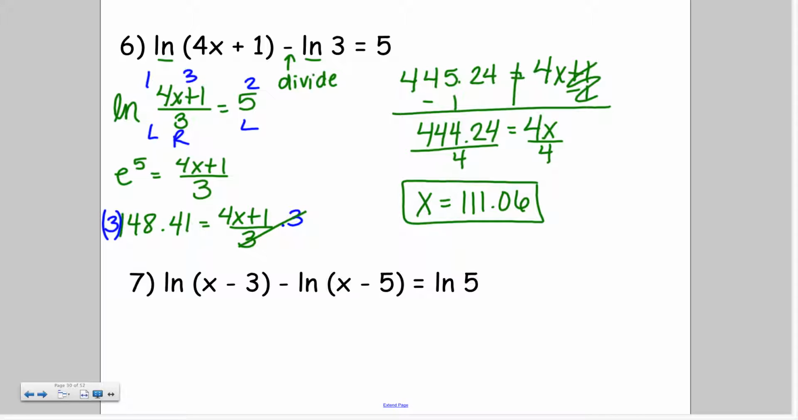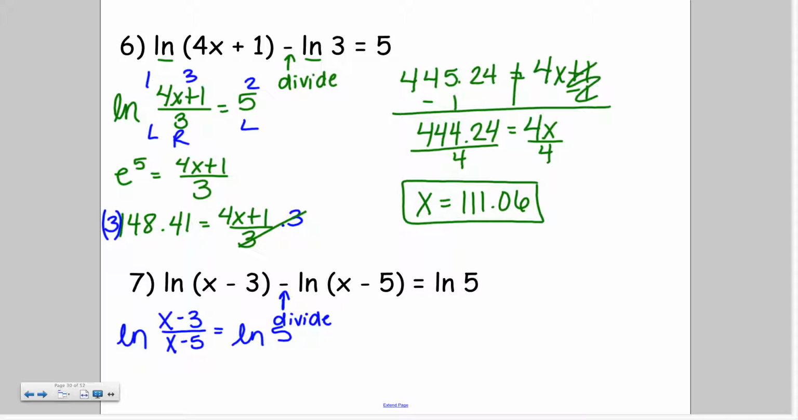And this one, I encourage you again to pause it to see if you get what I get, just because it's got one on each side, so you know you're going to cancel them out after you condense. So again, subtracting, so we're going to divide. All right, so we have the ln of x minus 3 over x minus 5, and it's going to be equal to the ln of 5.